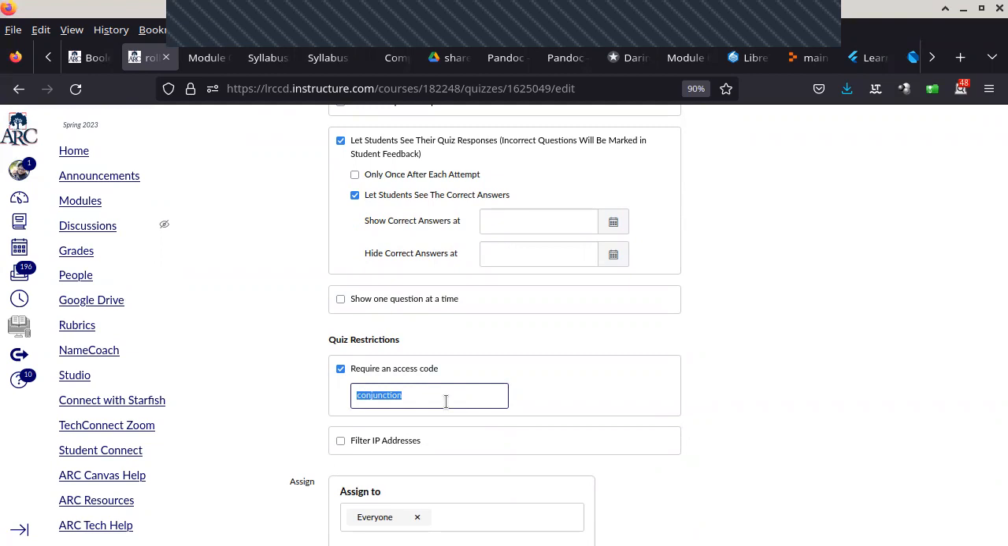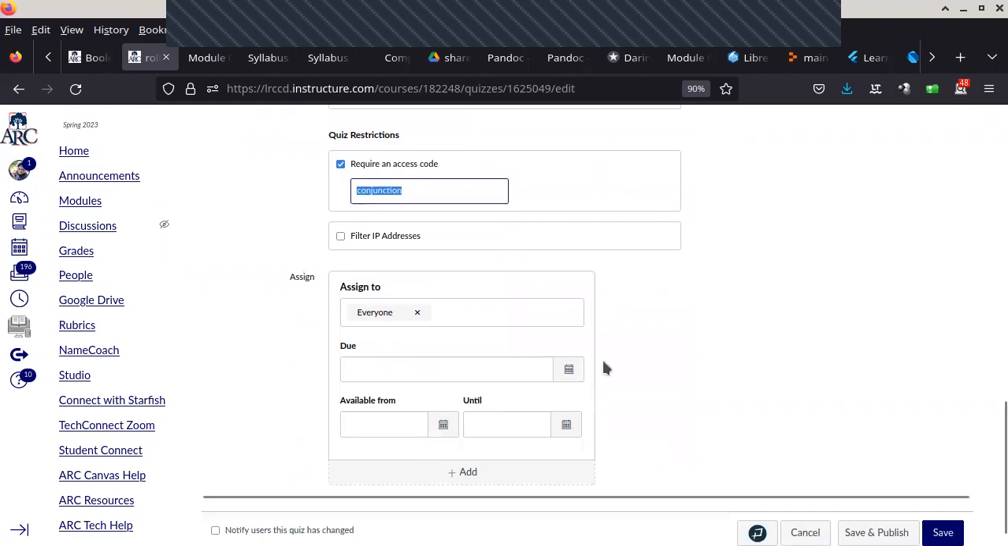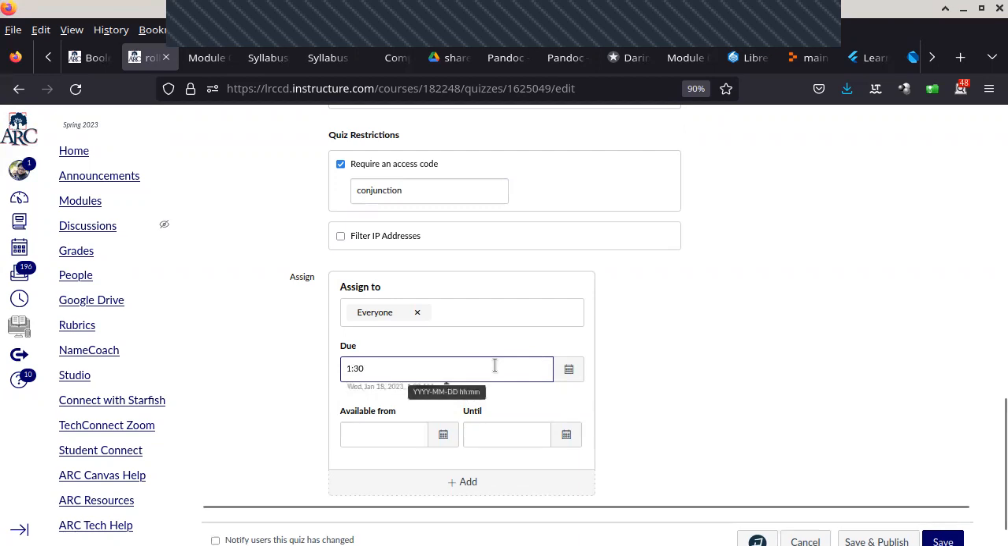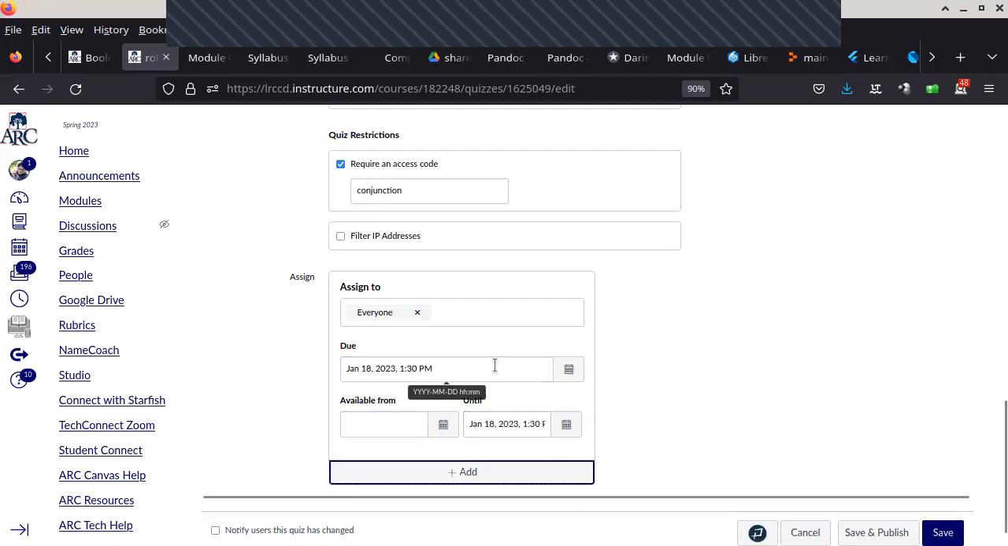Conjunction, all lowercase. If you have a cell phone or a laptop computer, go to Canvas. I have not opened the activity yet. Since this is the first day, I'll give you until the end of the class and a little bit beyond that to enter the word conjunction. I will make it due at 1:30 p.m., which I think is generous in terms of how much time you have to do it.